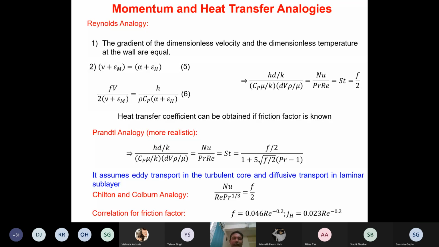The advantage of these correlations is that you are now enabled to find the heat transfer coefficient directly if you know the friction factor. So if you know the momentum transfer problem well, then you can solve the heat transfer problem directly without any complications. That is what it is. So are you all able to get it?